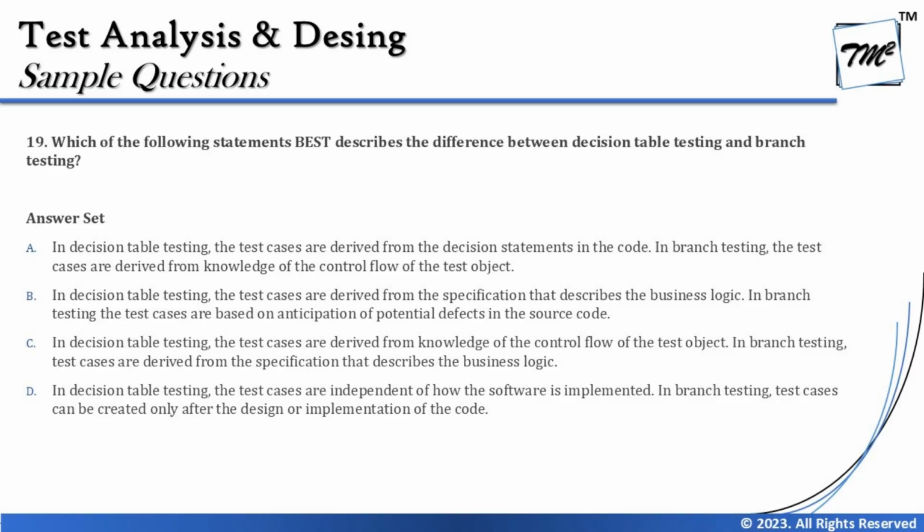As a part of this particular tutorial, we are stepping into chapter 4 of set B and trying to understand what kind of other test technique questions can be asked to you right from chapter 4. To get started, the very first question from here is question number 19, and it says, which of the following statement best describes the difference between the decision table testing and the branch testing?